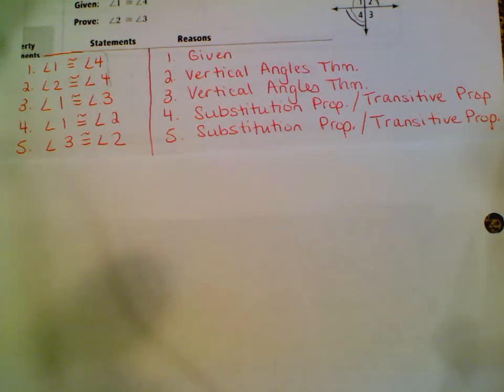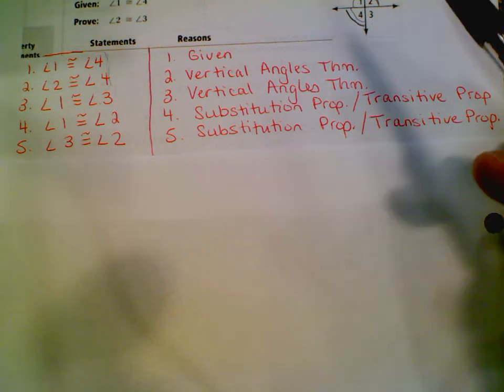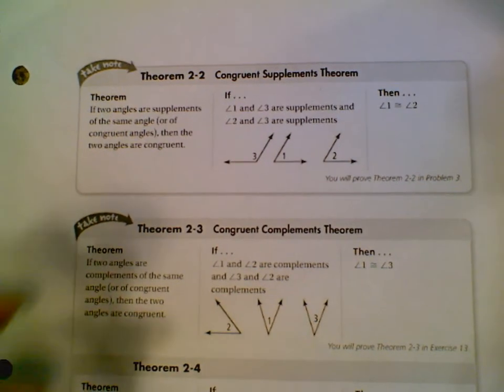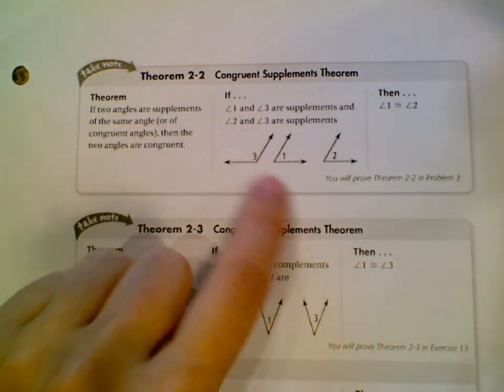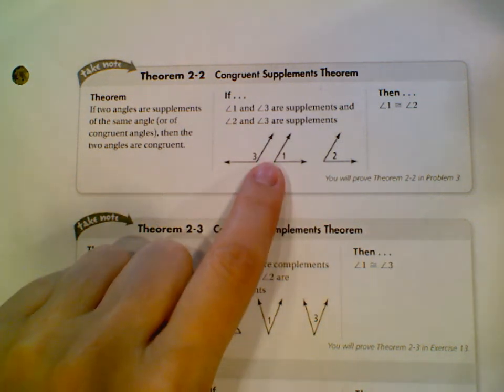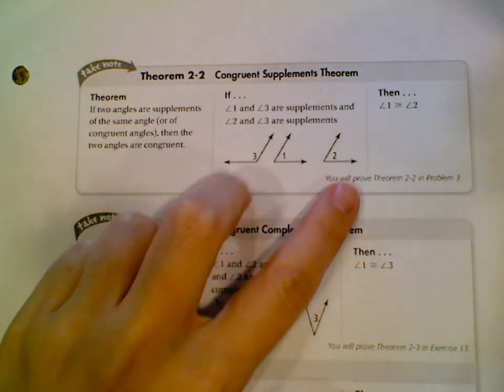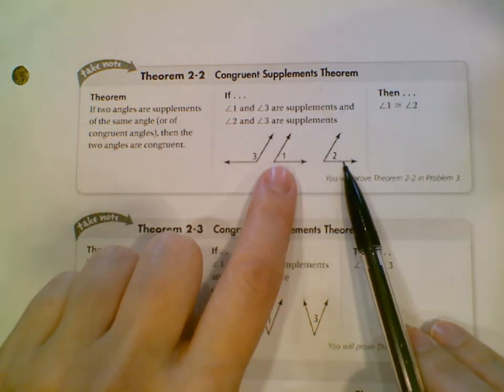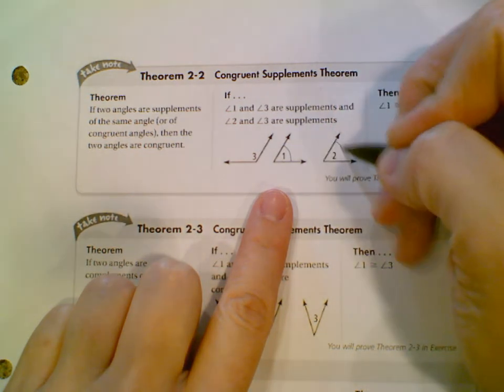So that's giving you a look at where it's going, that you're trying to prove something by using your theorems or your postulates. And so you have to go off what you already know plus what they give you. Alright, let's take a look at some more theorems here. So the next theorem we have is the congruent supplements theorem. And that says if angle 1 and angle 3 are supplements, and what that means is that they add to 180, and angle 2 and angle 3 are supplements, which means that they add to 180, then I know that 1 and 2 have to be congruent to each other.